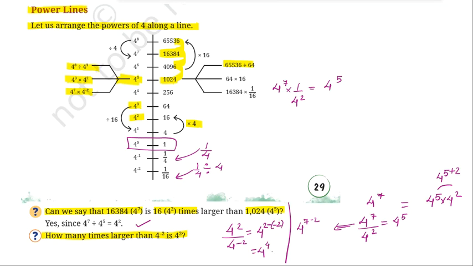सो कैन वी से दैट इट इज 4 to the power of 4 times larger, राइट। और 4 to the power of 4 कितना होता है, आपको ये पता है, आप टेबल से भी देख सकते हो, सो दैट यू कैन से दैट इट इज 256 times larger.